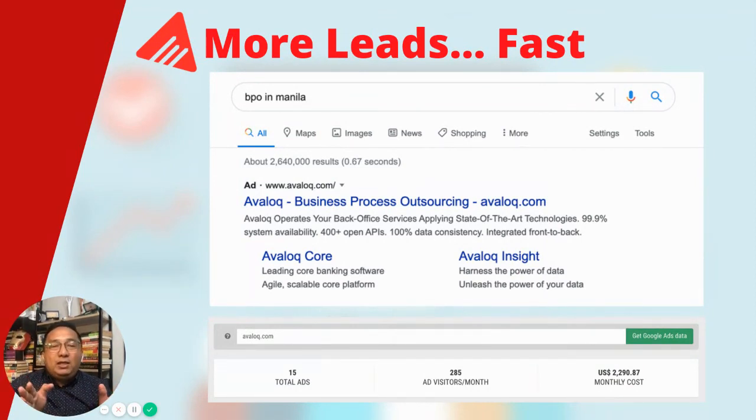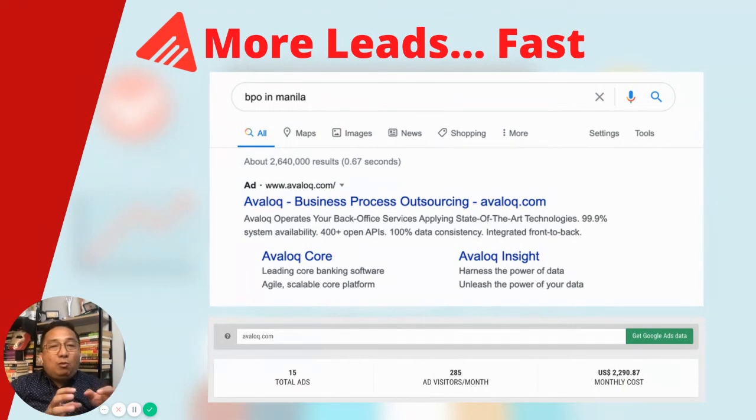For example, I tried to look for one of the money keywords on BPOs, and this one, BPO in Manila. When you type BPO Manila, one of the agencies appears on top. When we did a reverse engineer on the company, we realized that they were running 15 ads, the monthly budget is around 2,290, and the target visitor is 285. You might say the ad visitor is very low. Yes, it might be low, but if they're investing that much, that says another thing. It may mean that the ads they're putting there are really working for them, and they're earning more. That's why they're investing in it.